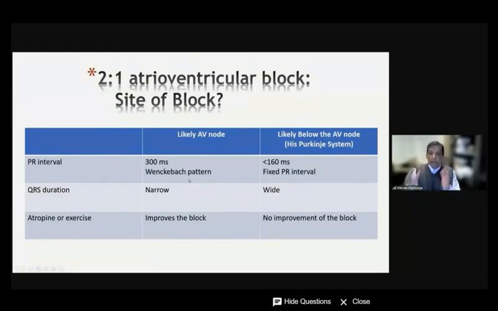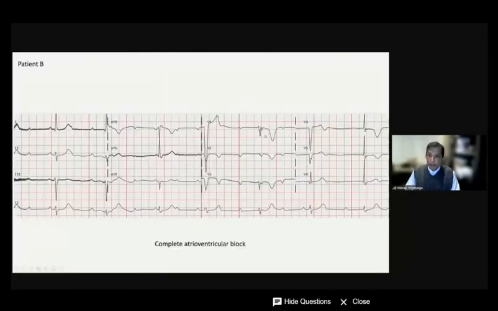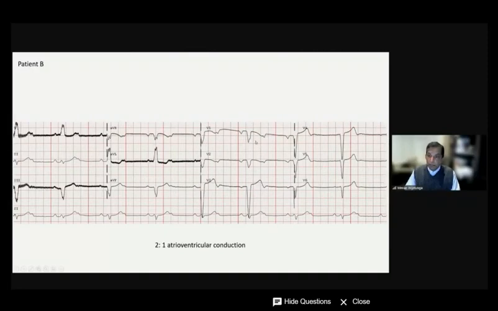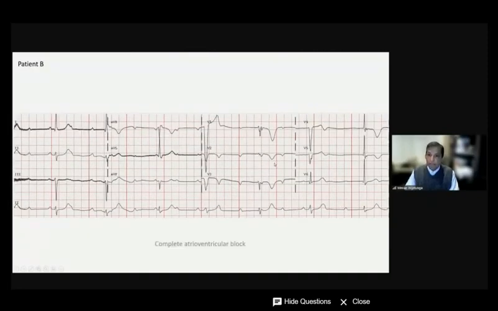If the conducted beat has a long PR interval, it's probably the AV node that is the block. If it's a very short PR interval, like less than 160, it's probably below the AV node. And as you noticed in my previous patient, if the QRS is wide like this, probably the block is below the AV node, like here.